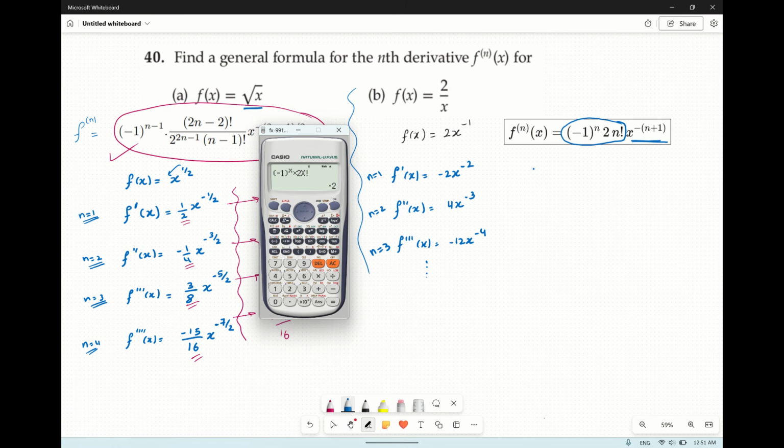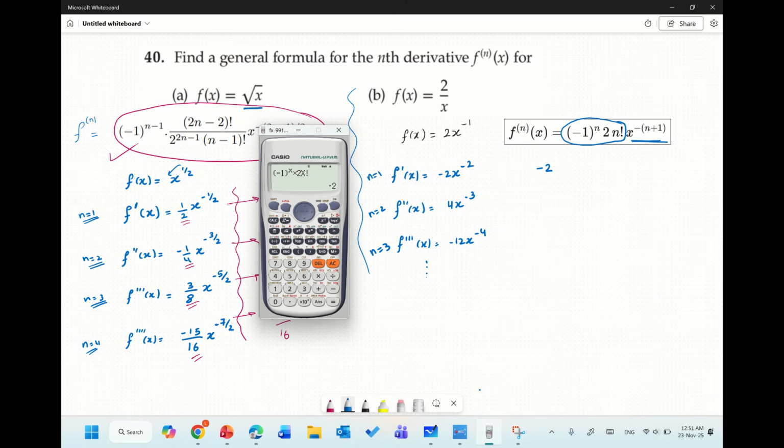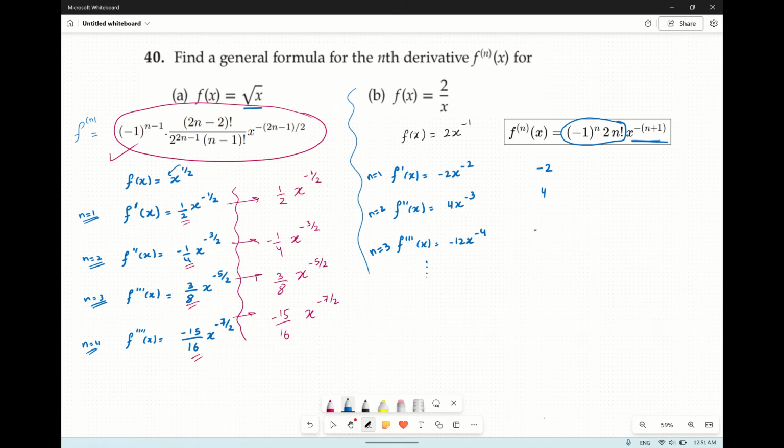So the first one gave me minus 2. That's good. So it seems correct. Then calculate and I click 2. It gave me 4. Calculate and I click 3. It gave me negative 12. So 4, negative 12. So it seems that the numbers here are correct.